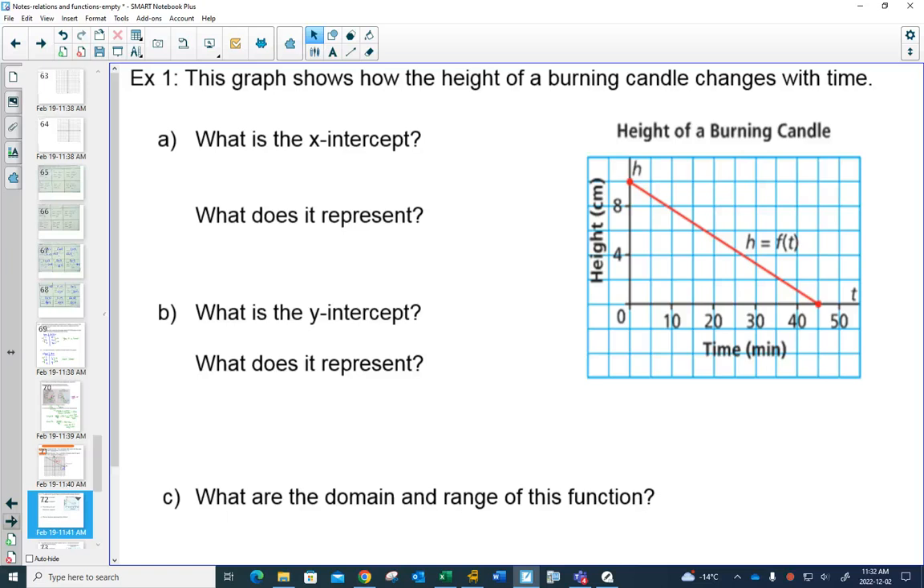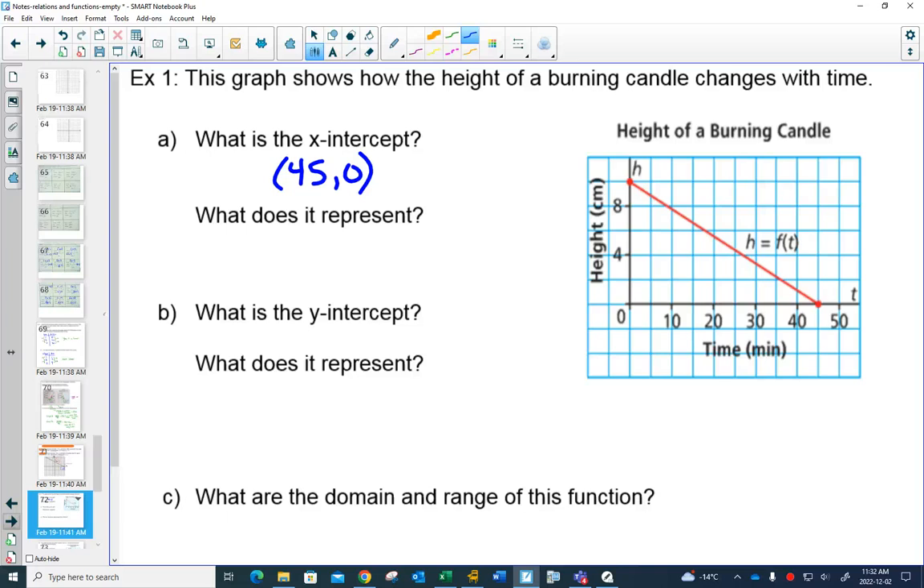What is the x-intercept? The x-intercept, if we labeled it as a point, the x value would be 45, the y value would be 0. What does it represent? But what in particular in this example? When it says what does this represent, we really want to describe it in context. The time it takes for the candle to be completely burnt out.